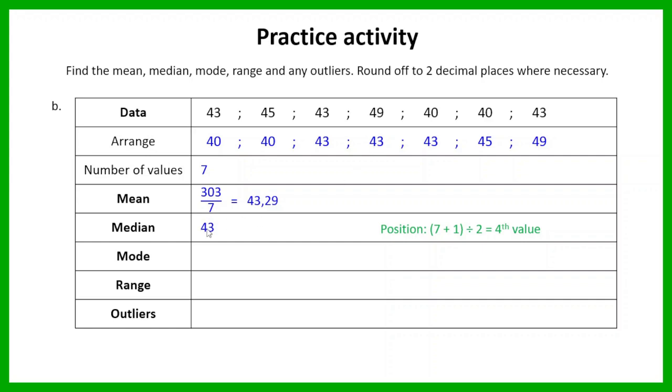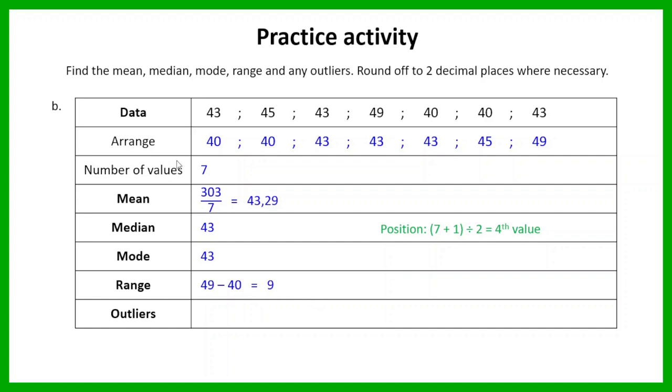Okay, then our mode is the one that is the most frequent, the one that has the highest frequency. So in this case, there are two 40s, but there are three 43s. So the mode is going to be 43 for this example. Then our range is the highest, that's 49, minus the lowest, which is 40, and that gives you 9. So your range for this example is 9.